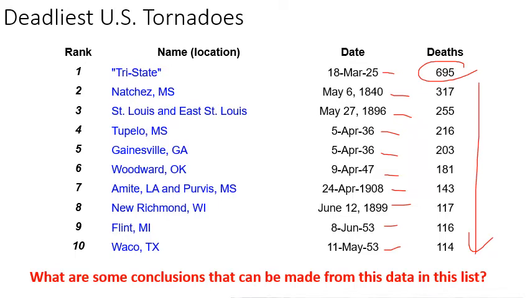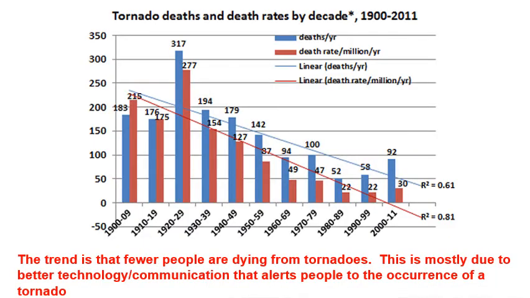What is the trend in tornado deaths over time? Tornado deaths are decreasing. Well, we can see that. Tornado deaths are going down. Fewer and fewer people are dying from tornadoes. The reason is technology and communication. We get alerts on our cell phone. We listen to the radio. We hear weather alerts. We check the weather.com app, whatever.